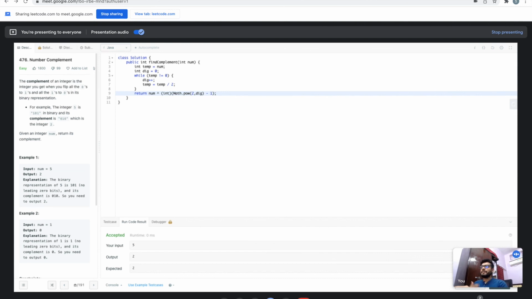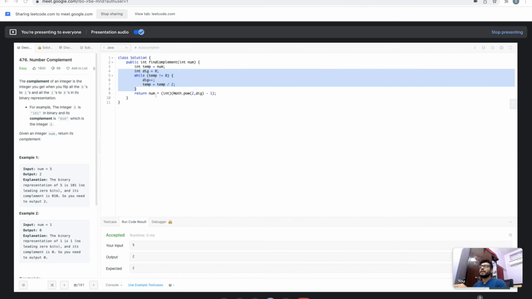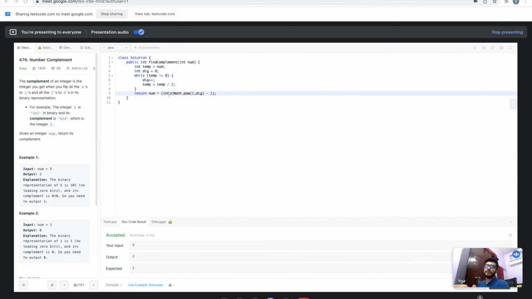So we'll keep on dividing the number by 2 and incrementing the digit count by 1 till the number reaches 0. At the end of the day, the dig variable is going to have the number of binary digits that are there in the number. So in case of 5, after running till this point, we are going to have dig value equivalent to 3. So now the next step was finding 2 raised to the power x minus 1.